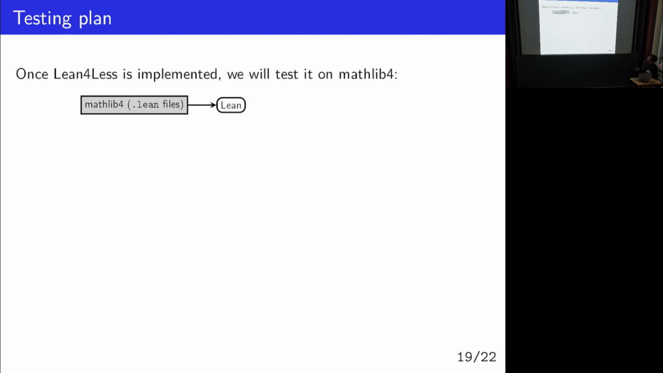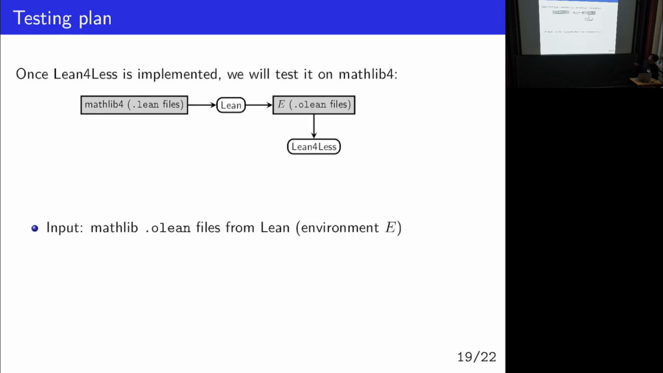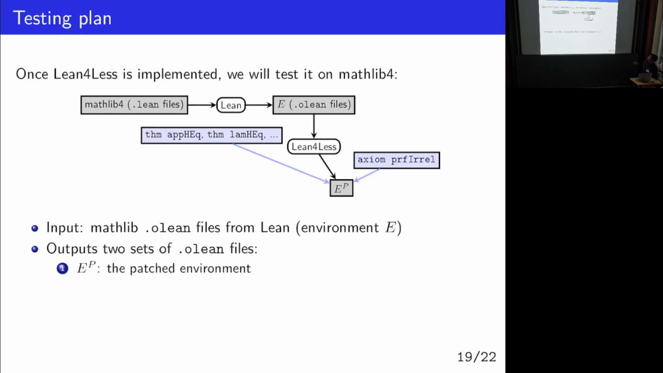So this is our testing plan for Lean. I think I'll call it Lean4Less, but I'm still open to suggestions on the naming. And we'll test it on Mathlib 4. The flow here is that Mathlib 4 will have some Lean files as inputs to Lean. Lean will output some Olean files, and these Olean files will represent an environment. And this environment we can pass as input to Lean4Less.